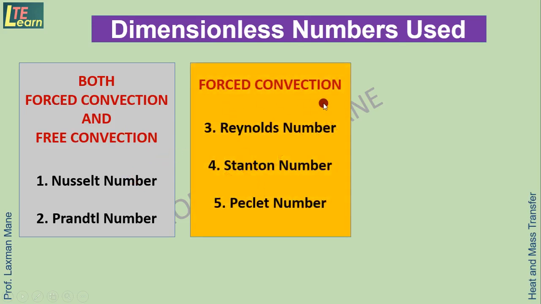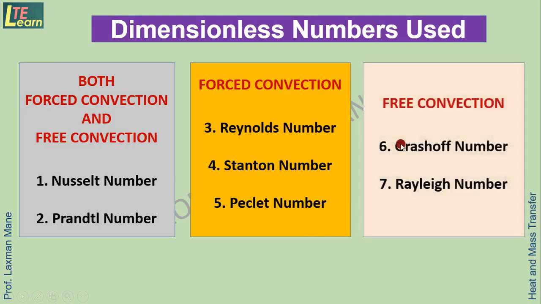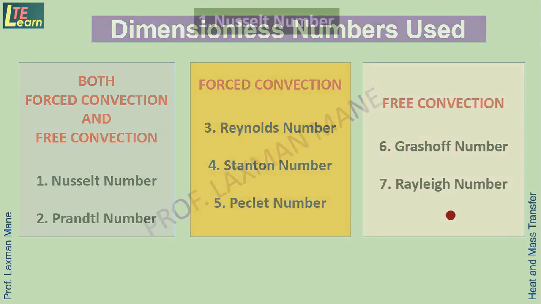In forced convection, numbers used are Reynolds number, Stanton number, and Peclet number. In free convection, Grashof number and Rayleigh number are used. Let us discuss in detail about each number.